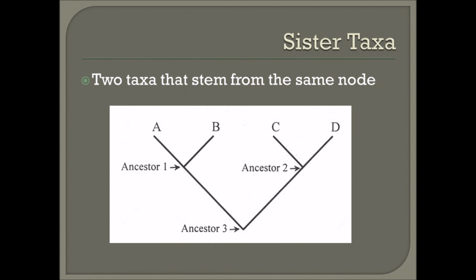Now it doesn't only have to be one taxon, it can be a group. So for example, if I say A and B and C and D, you go to their most recent common ancestor, and then those two groups are also sister taxa.